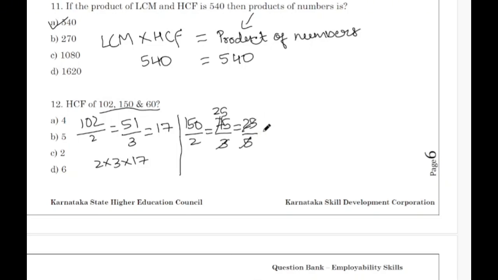5 1s are 5, 5 5s are 25, so 5. So 2 into 3 into 5 into 5. Okay, now come back to this 60.